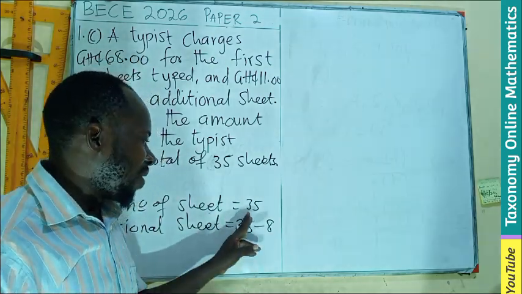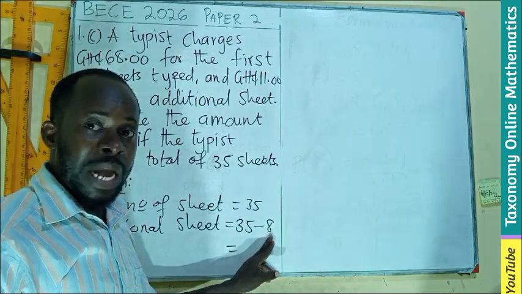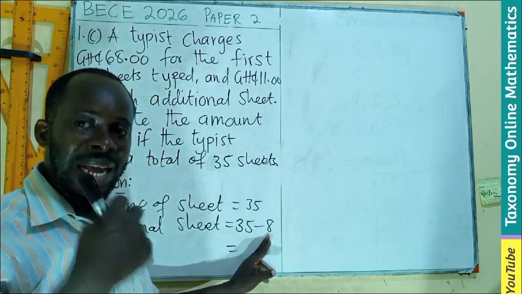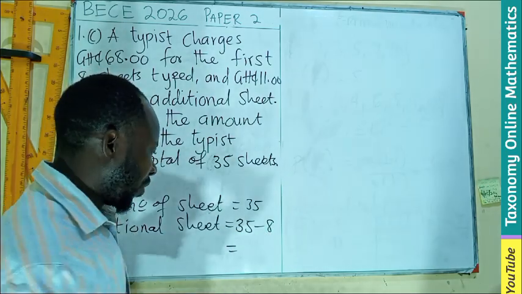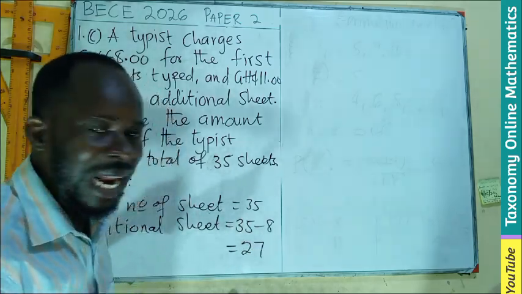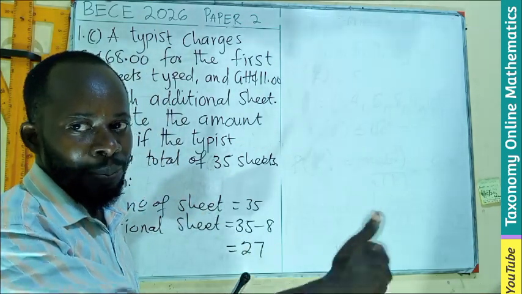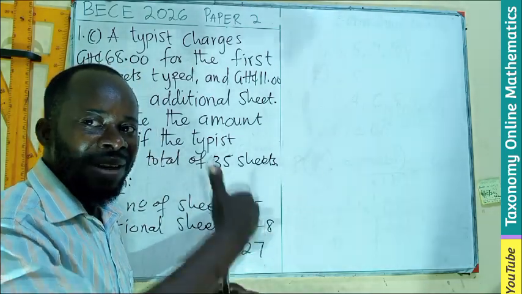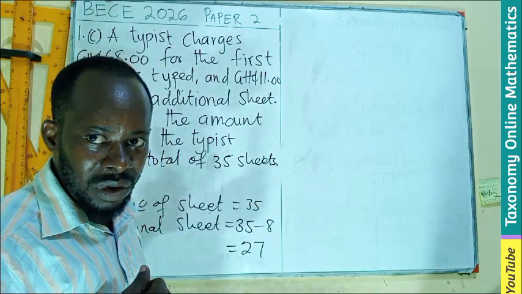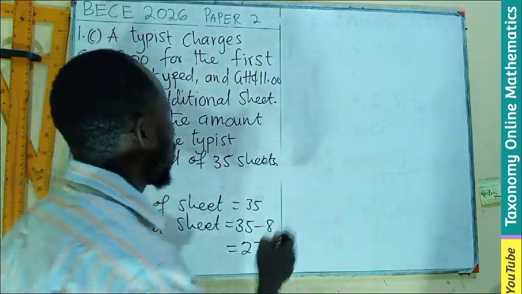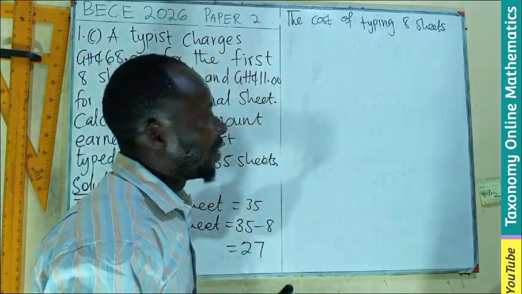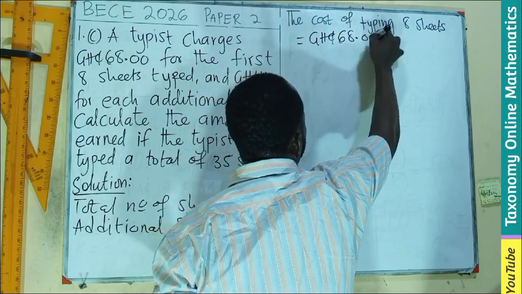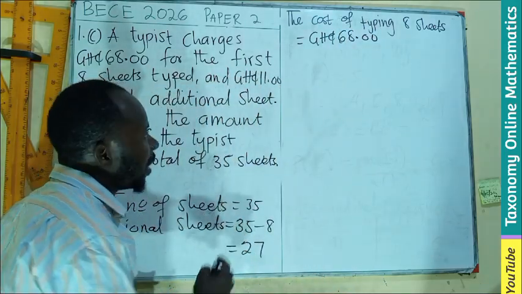In subtracting this, we can do it in the mind. I have 35. If I take away the 5, I'll be left with 30. Then from the 30, I have to take away 3 again. That will give me 27. Which means that I have 27 sheets left to be typed individually, pricing it at 11 cedis each. That means 11 times 27. That's the concept. So first of all, let's find the cost of typing 8 sheets. That is going to give us 68 Ghana cedis. I think we have the X missing here.